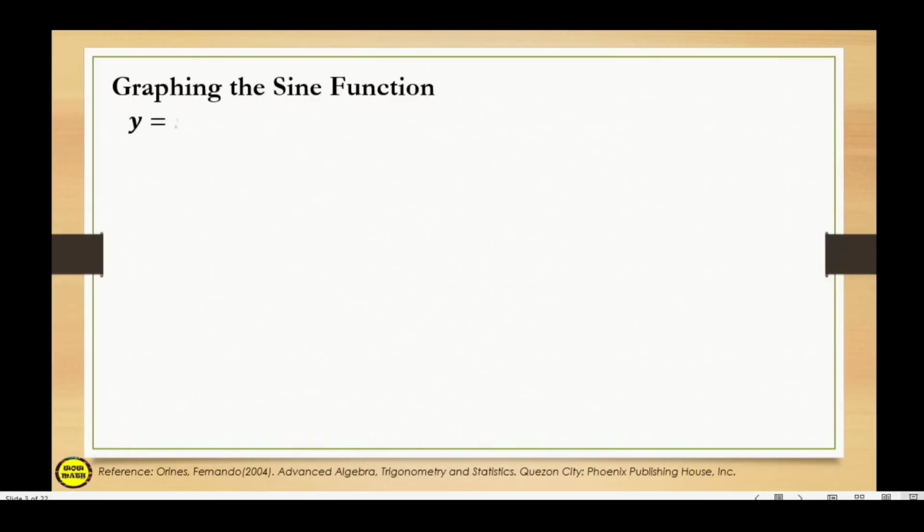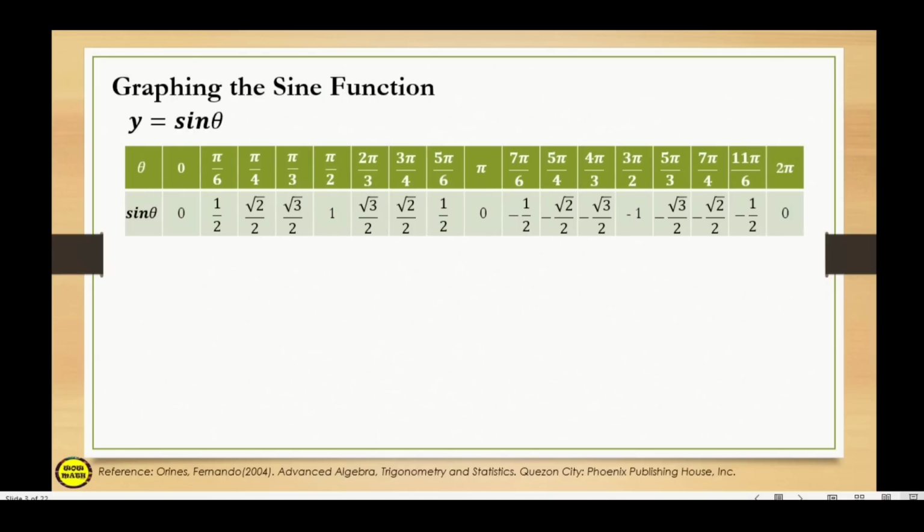So, graphing the sine function, for example, meron tayong y is equal to sine theta. So, paano natin i-graph ito? So, gamit yung table kanina. Okay. So, gamit yung table of values na to, i-graph natin yung y is equal to sine theta. So, for sine 0, that is 0. Sine pi over 6, that is 1/2. Sine pi over 4, square root of 2 over 2. Sine pi over 3, that is square root of 3 over 2. Sine pi over 2, that is 1.